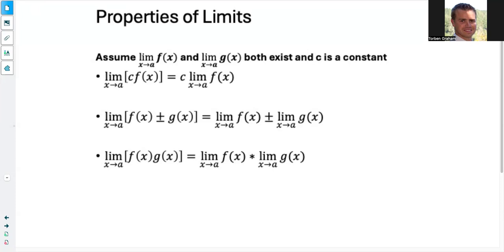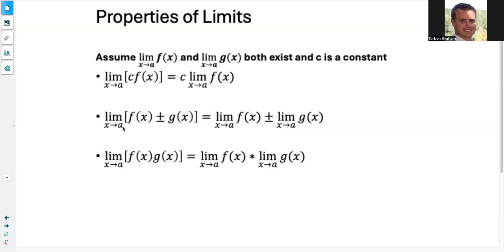So, assuming that we have a limit of f of x as x approaches a and a limit of g of x as x approaches a, where they both exist and we have c as a constant term, we have a limit of c times f of x as x approaches a is equal to c times our limit of f of x as x approaches a. So essentially, if we have something like this, we can factor out our c, find our limit of f of x, and then multiply it by our c value.